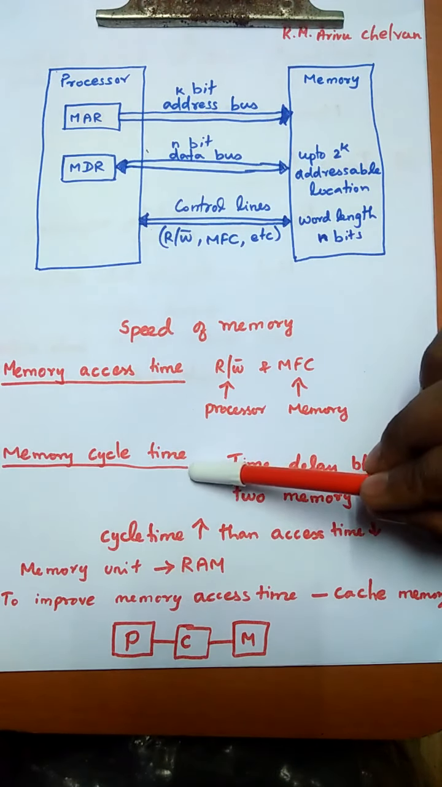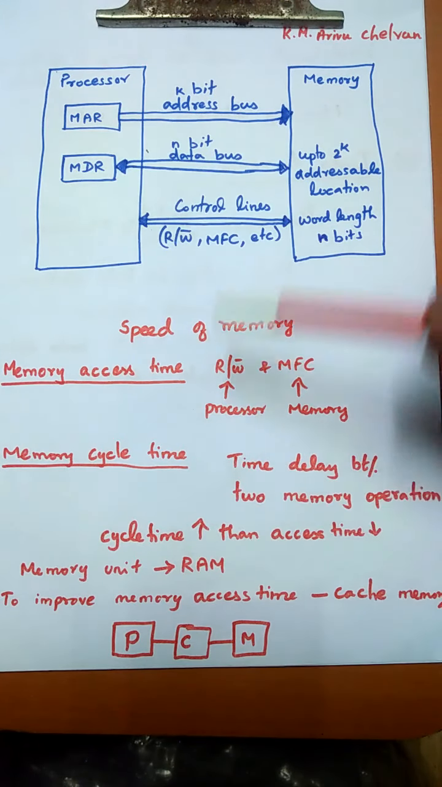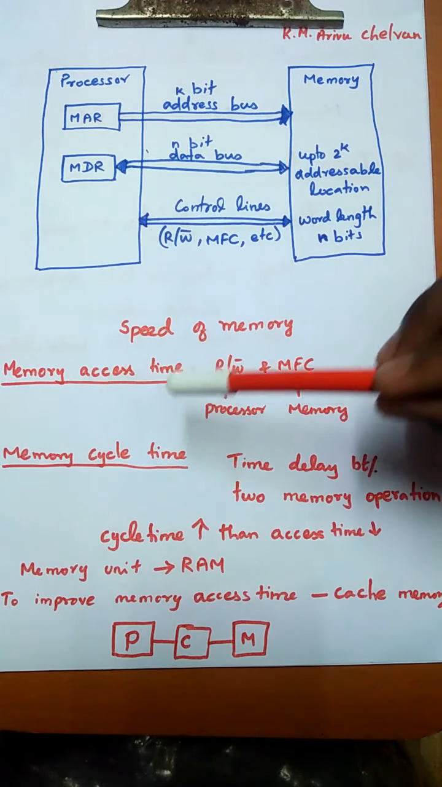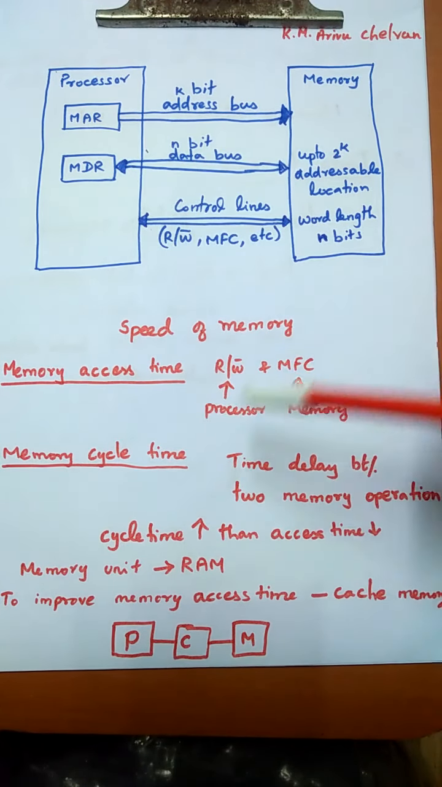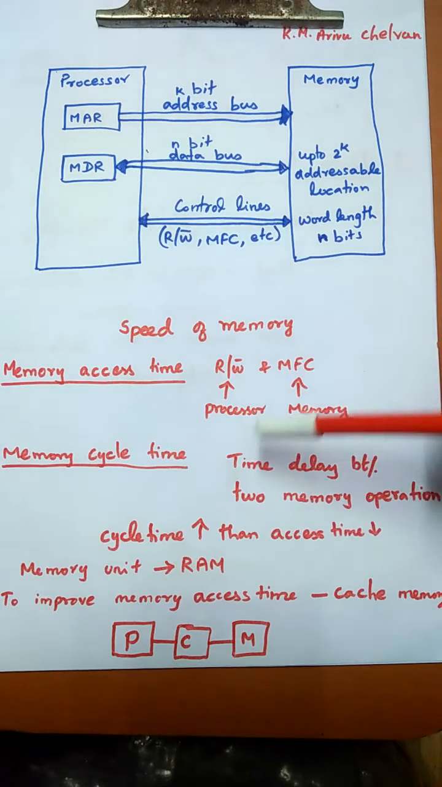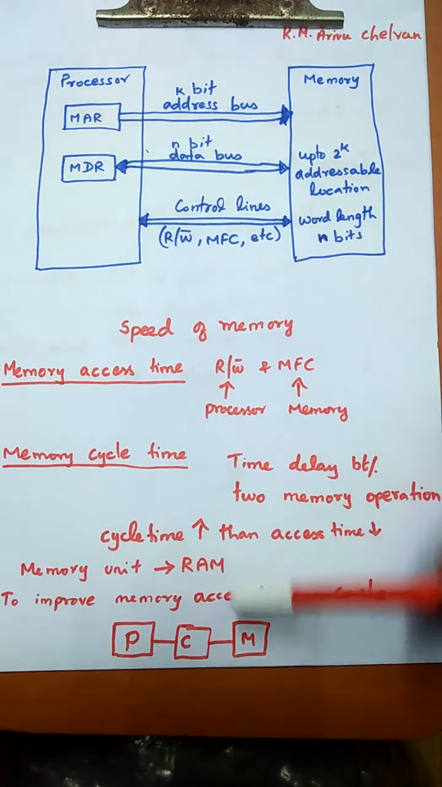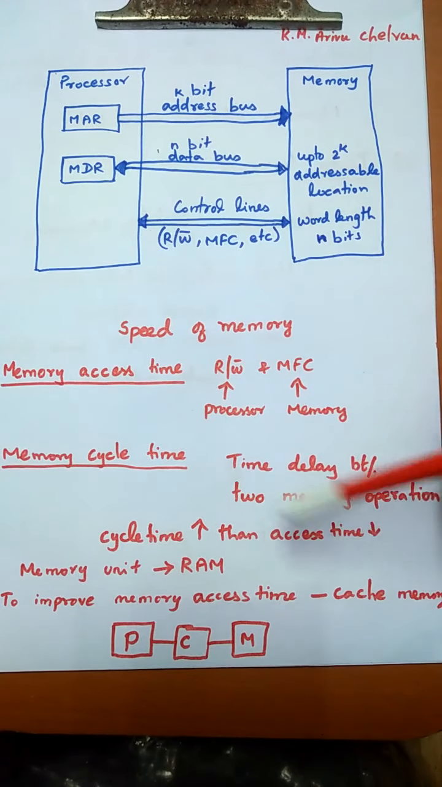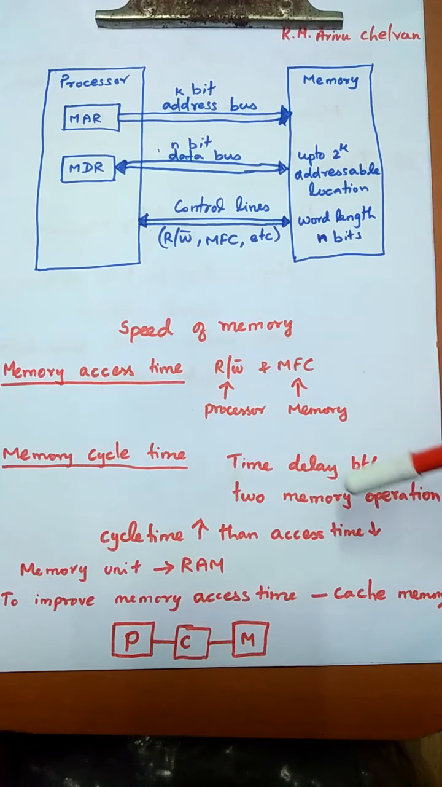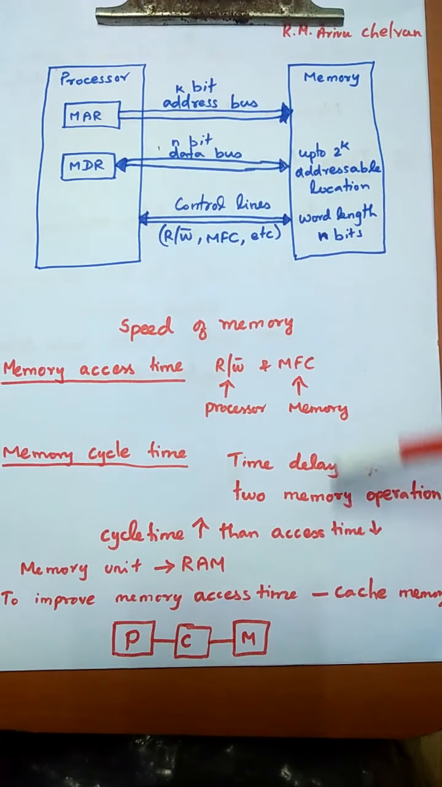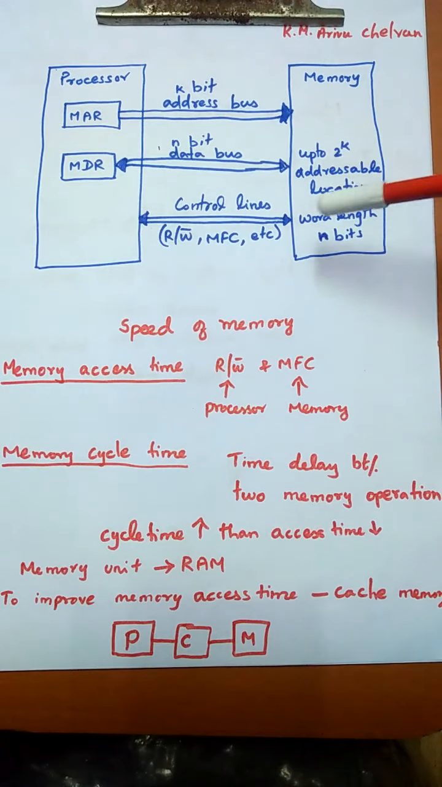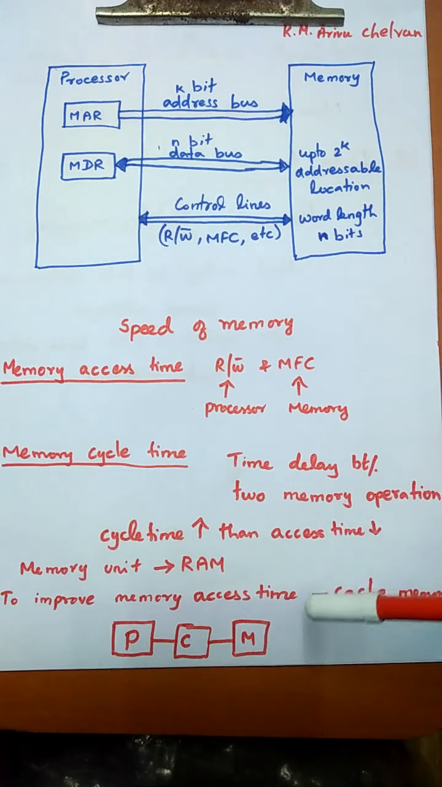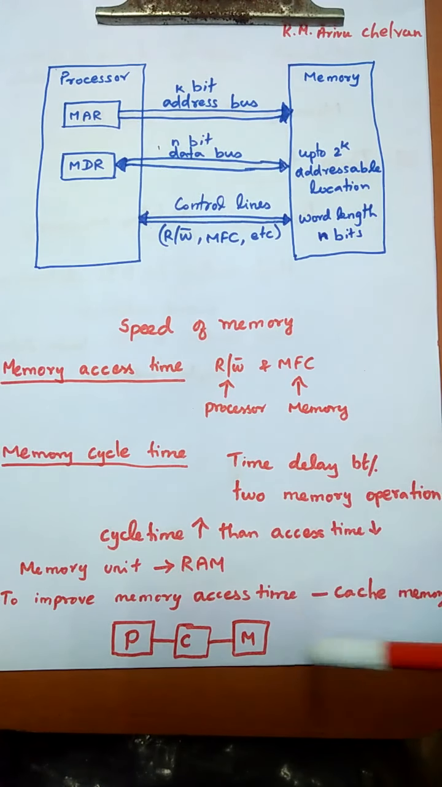Usually this memory cycle time is a bottleneck in our system. This will be discussed later. Let us focus on improving the memory access time. And one more point, the memory cycle time is always higher than the memory access time. And one more thing, so far we are discussing the memory unit. This memory unit is nothing but RAM, random access memory.